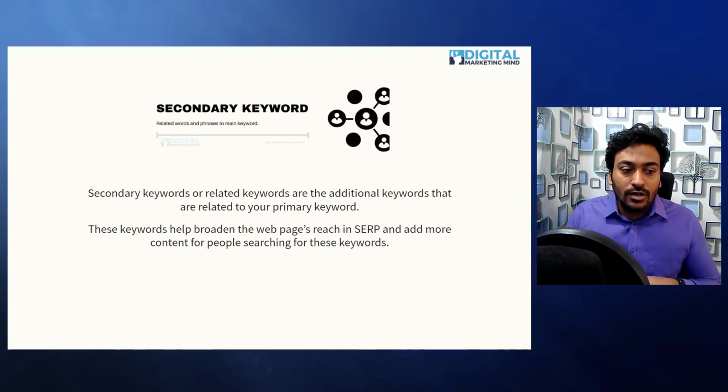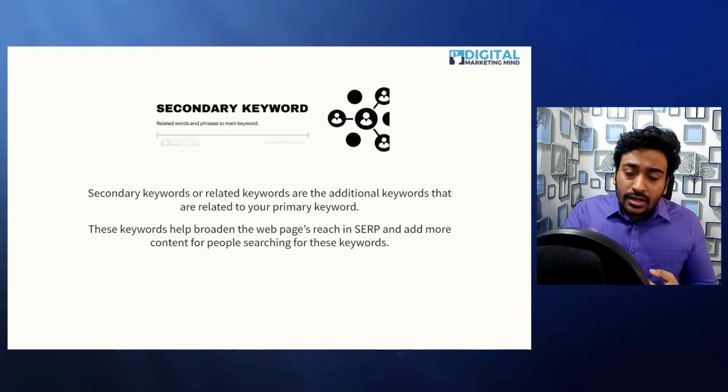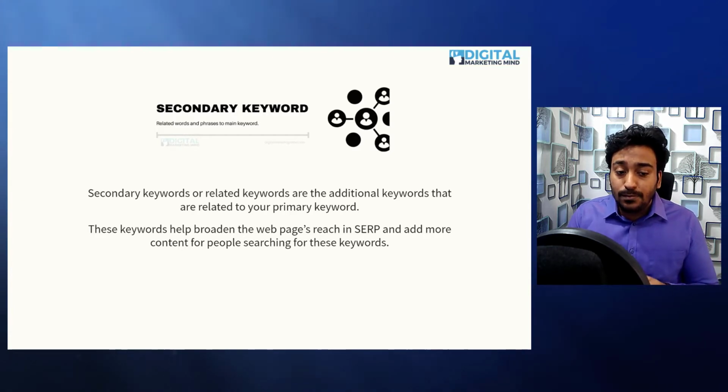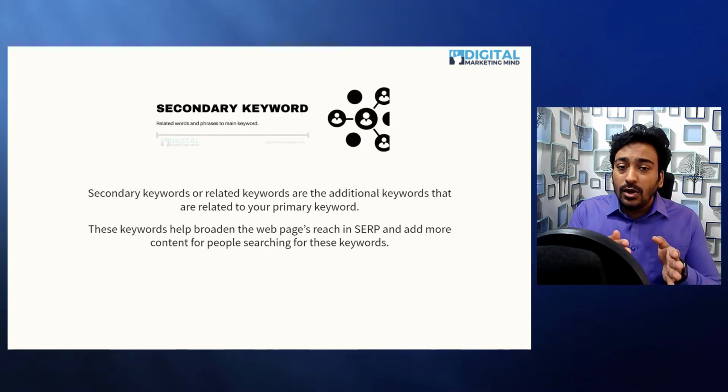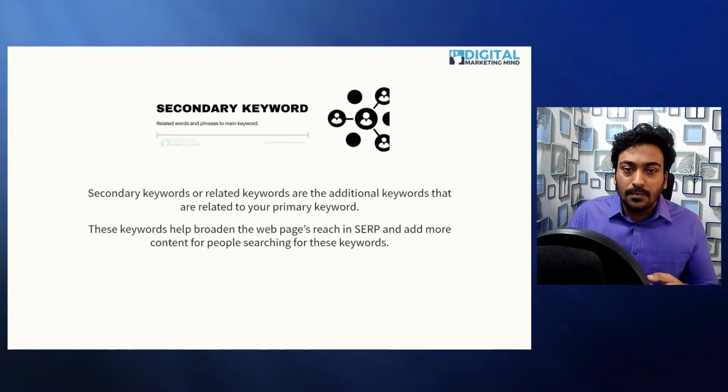Secondary keyword. Secondary keywords or related keywords are additional keywords that are related to your primary keyword. These keywords help to broaden the web page's reach in SERP and add more content for people searching for this keyword. Again, for example, if I am writing a blog post on best practices in SEO 2021, then one of my secondary keywords can be learn SEO, where essentially I'm talking about this, but I'm also considering adding that particular keyword into the example to add more value to the user. So secondary keywords are similar in nature to your main keyword, but might be using different words or saying the same thing in a different way, which you can add as secondary keywords, so you can build your content better and in more depth, and at the same time rank for all the related keywords as well.